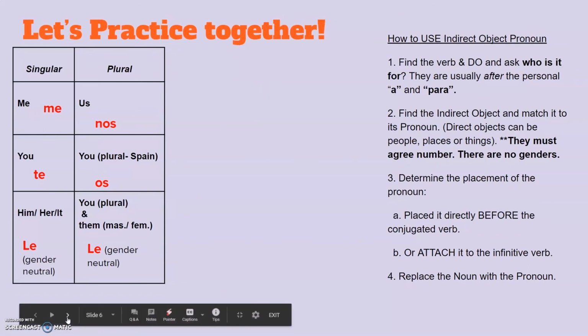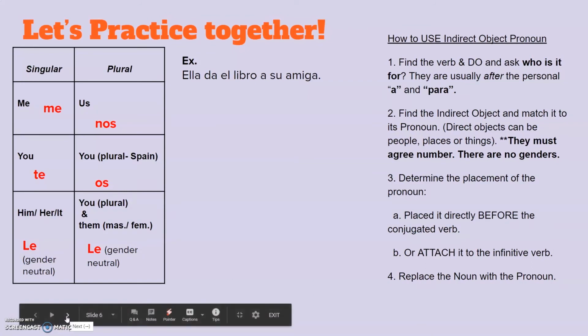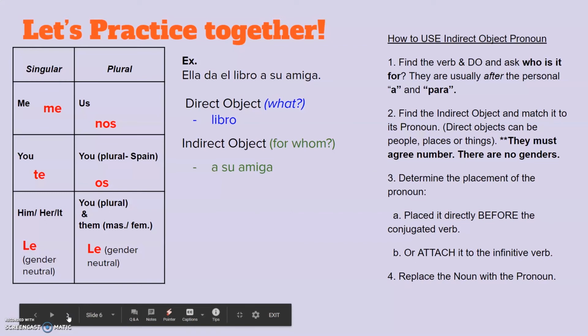Now let's practice together. Let's work some examples. Number 1, ella da el libro a su amiga. So go ahead, find the verb and the direct object, and then ask who is it going for? And it's usually after the word a. So the direct object is what, right? What are we giving? We're giving el libro. The indirect object will be who is it going for? A su amiga.